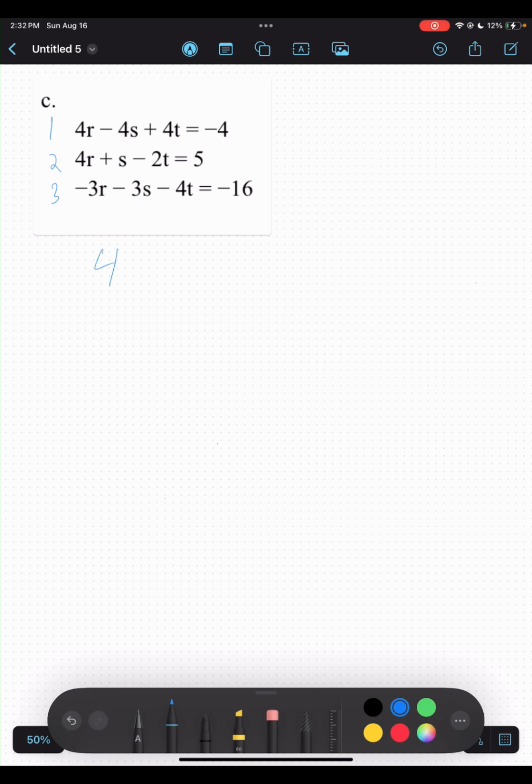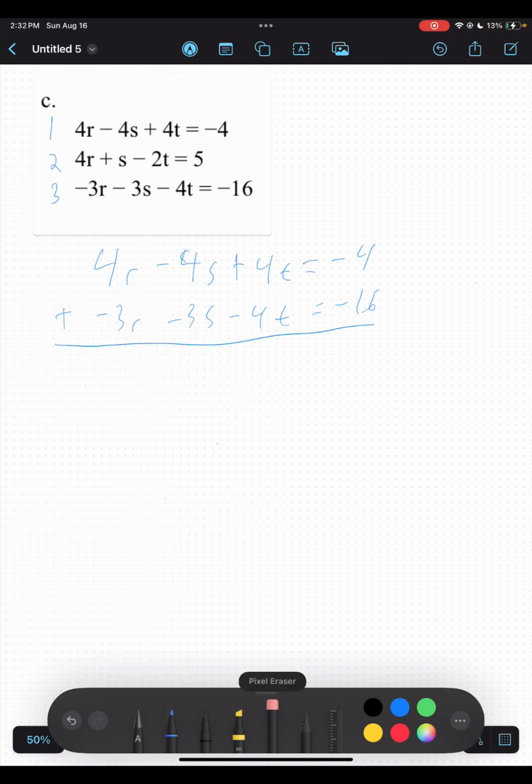So I can take 4r minus 4s plus 4t equals negative 4, and negative 3r minus 3s minus 4t equals negative 16, and then add those two equations together. 4r minus 3r is 1r, minus 4 minus 3 is 7s, 4t and negative 4t make 0, and then negative 4 and negative 16 is going to be negative 20. Okay? I'm going to nickname this equation A just so I can refer back to it. And equation A is made of 1 and 3.